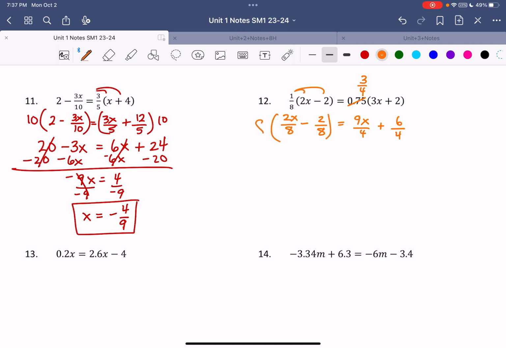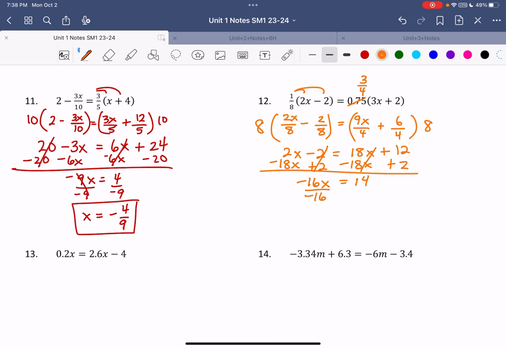Okay, our common denominator is 8, so we're going to multiply everything by 8. On the left, we get 2x minus 2, and on the right, we get 18x plus 12. Now we're going to subtract 18x from both sides, add the 2, so that gives us negative 16x equals 14. Divide by negative 16. Those are both divisible by 2. Keep the negative, so x is negative 7/8.